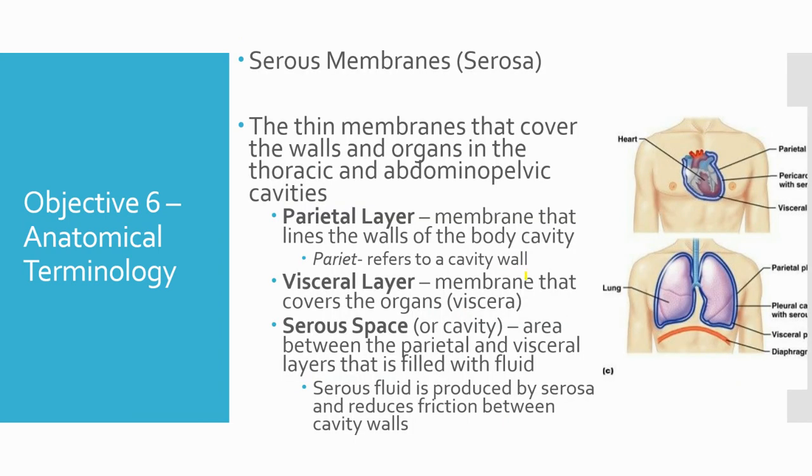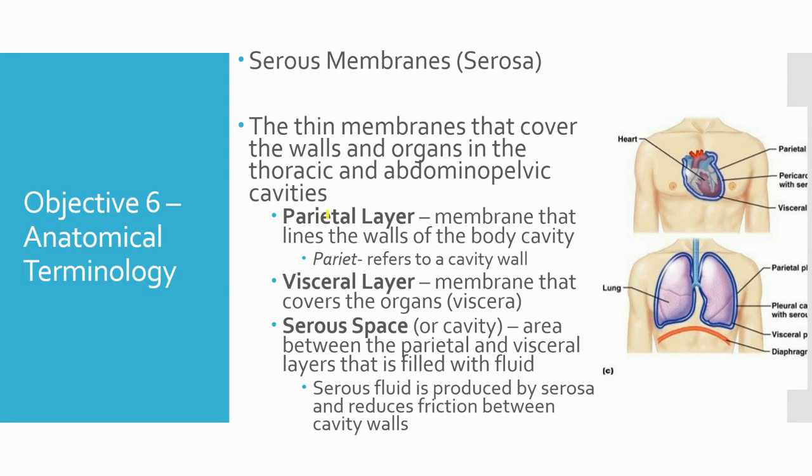And last but not least, we have the serous membranes, or the serosa. And so inside of your cavities, there are thin membranes. And the membranes not only cover the organs, but they line the cavities themselves. And so they kind of all connect together to form almost like a little sac around the cavities and organs. And so the serous space is going to be the empty space. It's got fluid in it, but it's going to be the space between the 2 membrane layers.